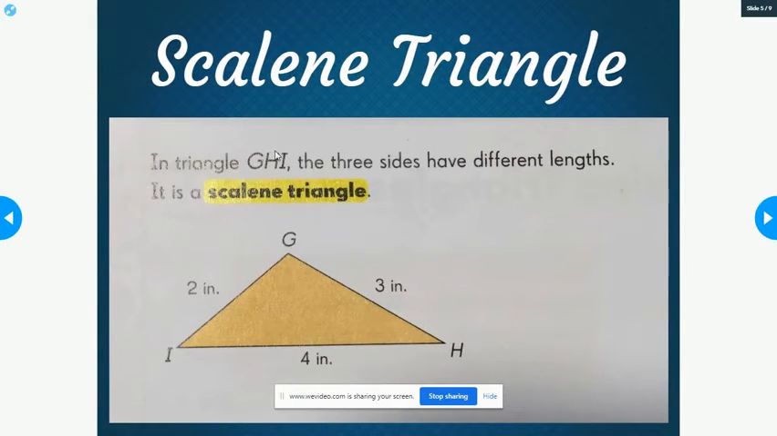In this scalene triangle, okay, remember a scalene, I think of everyone stepping on a scale, you get a lot of different weights, especially now with this homebound instruction. I feel like all I do is eat all day.